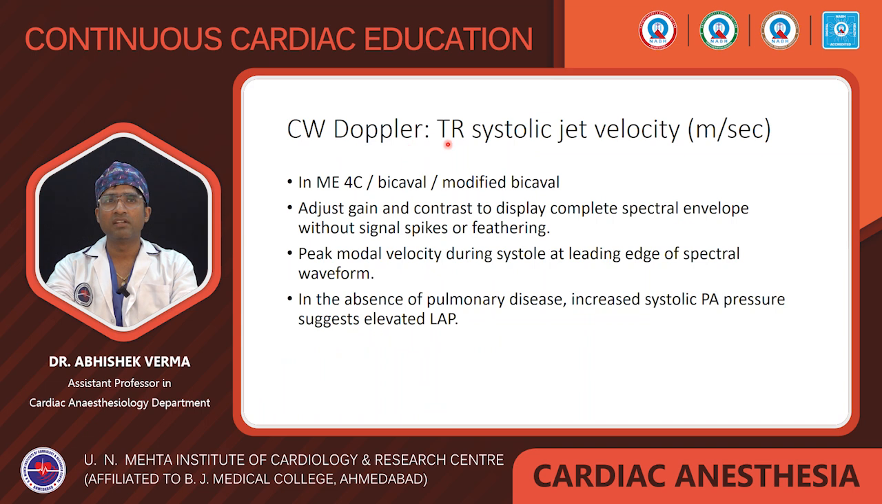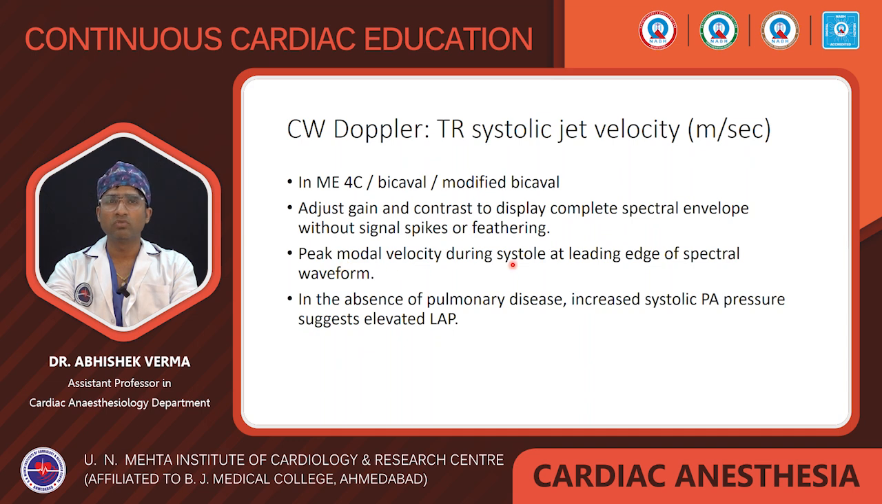Next is the TR systolic jet velocity, or TR max. You can say it is also seen better in the mid-esophageal four-chamber or modified bicaval view. We adjust the gain and contrast to display the complete spectral envelope. We put the continuous wave Doppler and we see the complete TR envelope, without signal spike or filtering.